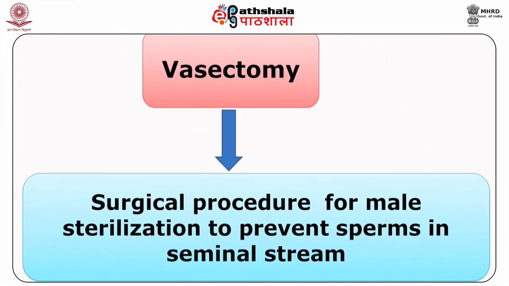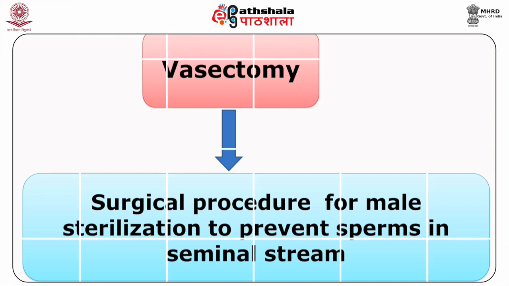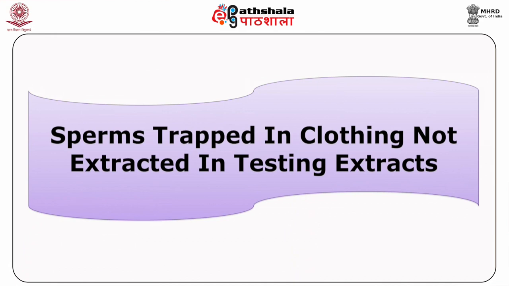If the criminal has undergone vasectomy, which is a surgical procedure for male sterilization to prevent sperms from entering into the seminal stream. In addition to these, there may be other reasons, such as sperms trapped in the clothing not extracted into the testing tracts.